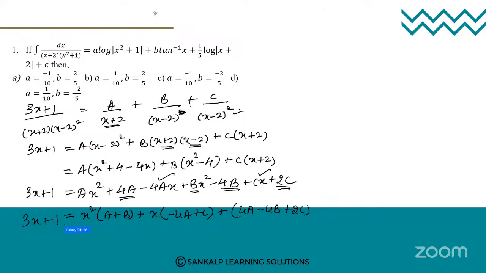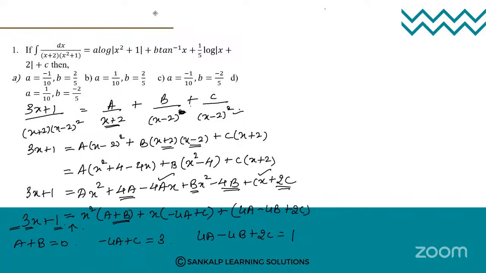Now since the equality sign is there, the coefficients will be equal. Here the x square term is absent, so the x square term coefficient becomes 0. Next, the x term: here 4a plus c is there, and here the x term coefficient is 3, correct? Now on this side 4a minus 4b plus 2c, and the constant term here is 1. So these are the 3 equations that you get.